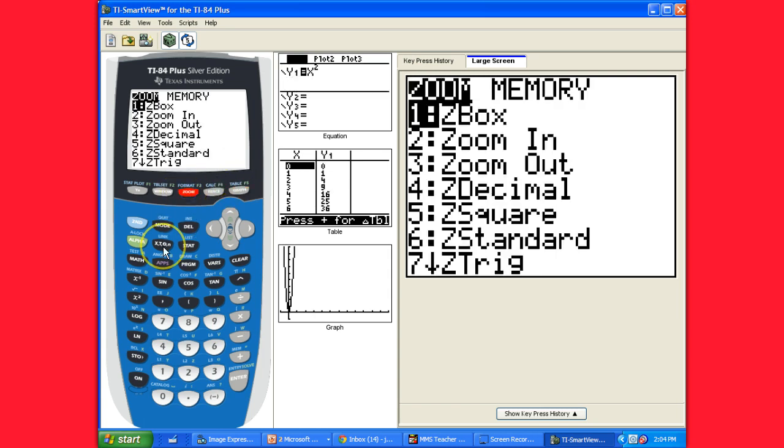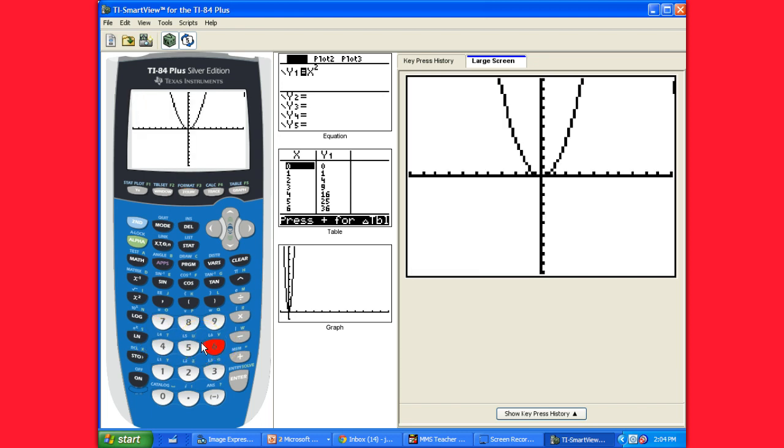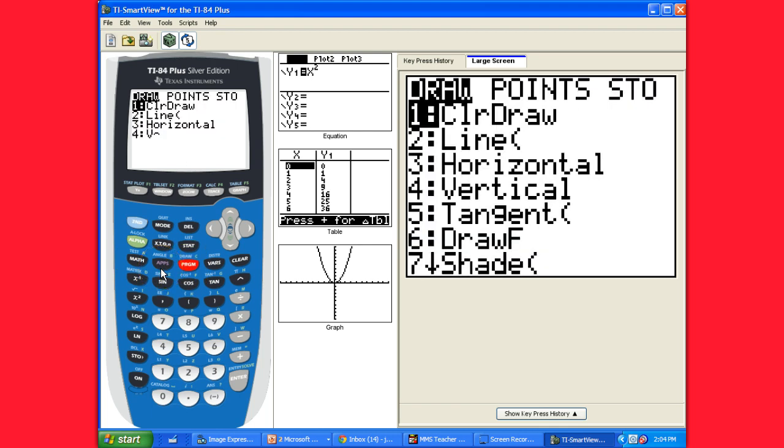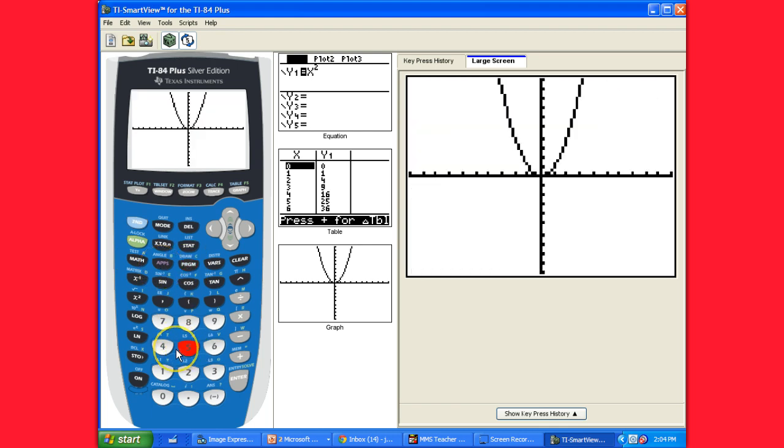Let me reset my window because my window's doing funky things. All right, so I'm going to go back to a zoom standard. Go to draw and tell it to draw a tangent line. Now that I'm on a normal window, it'll be easier to see.